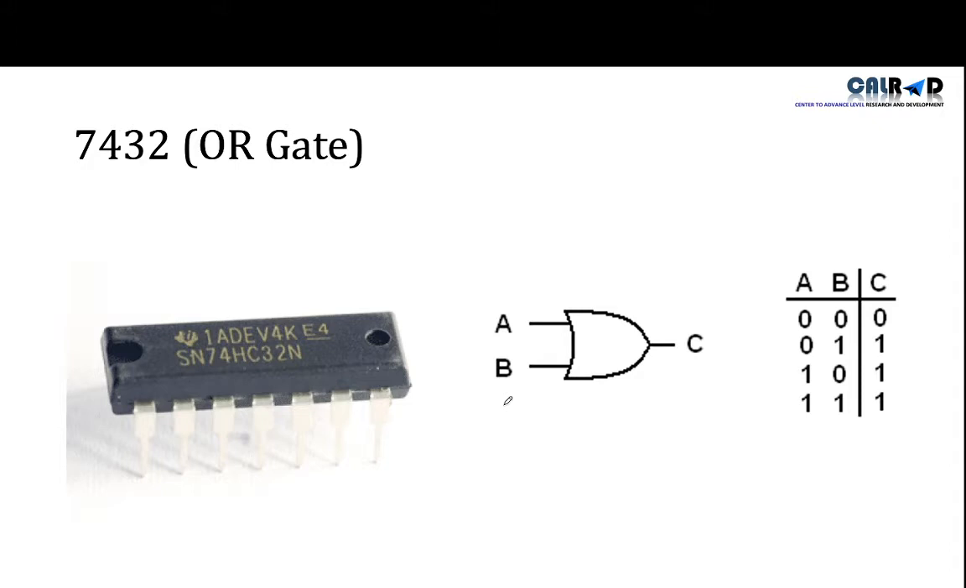The IC used for the OR gate is 7432. Here you can see that it is mentioned on this IC: 7432. This means this IC is used for applications where we use the OR gate. This is the logic diagram for the OR gate, and this is the truth table for the OR gate.